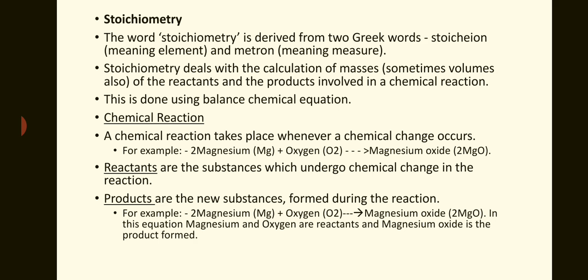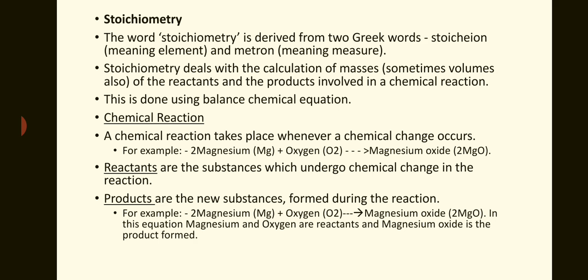Now, first of all, we'll see what a chemical reaction is. You might have studied in class 10th also, so just a quick revision. A chemical reaction takes place whenever a chemical change occurs, meaning a new product is formed. So reactants take part in a chemical reaction and they form new products during a chemical change.